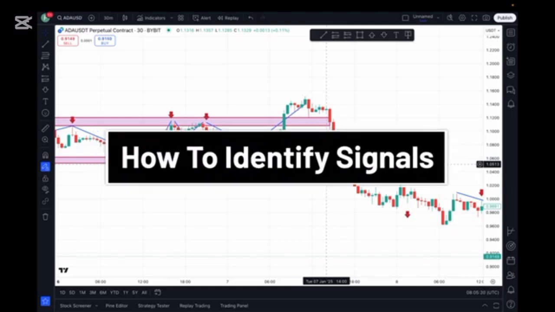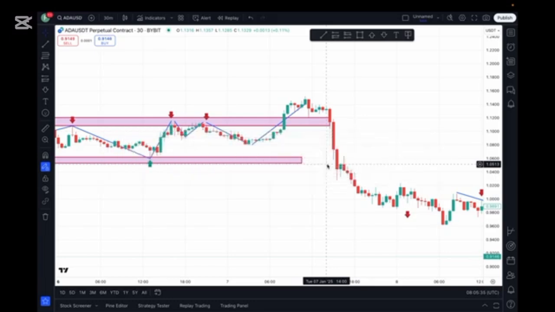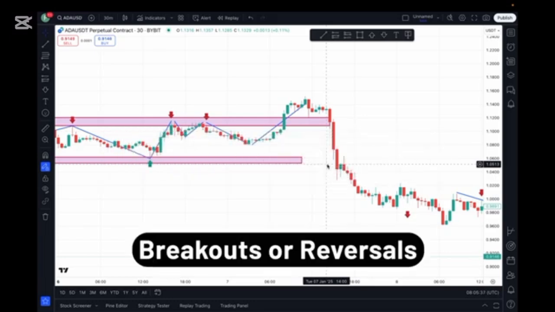Now, once you've understood all of this, the next thing is, how do you identify signals? That is, how do you know what to do, whether to long or to short if you are trading on futures? Now, there are 2 ways you can do that. You can use breakout or you can use reversals.